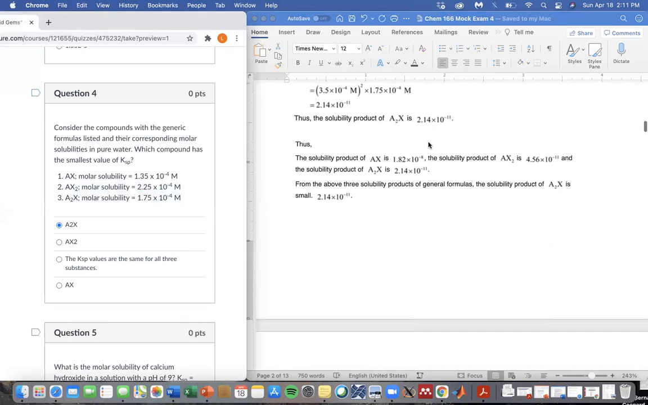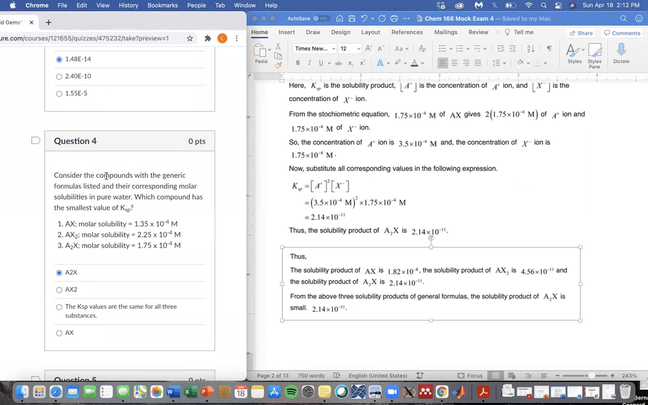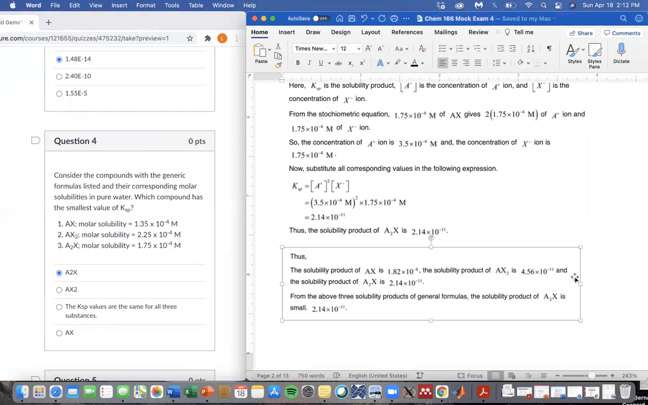Do you have any questions about that one? It's kind of just doing the exact same thing that you had done for the last problem, just doing it 3 times and comparing them to one another. Are there any questions about that one?